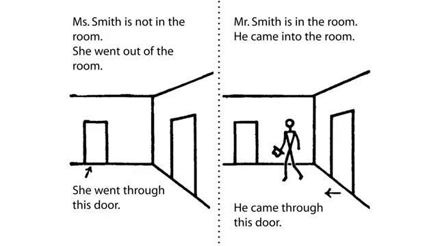Ms. Smith is not in the room. She went out of the room. She went through this door. Mr. Smith is in the room. He came into the room. He came through this door.